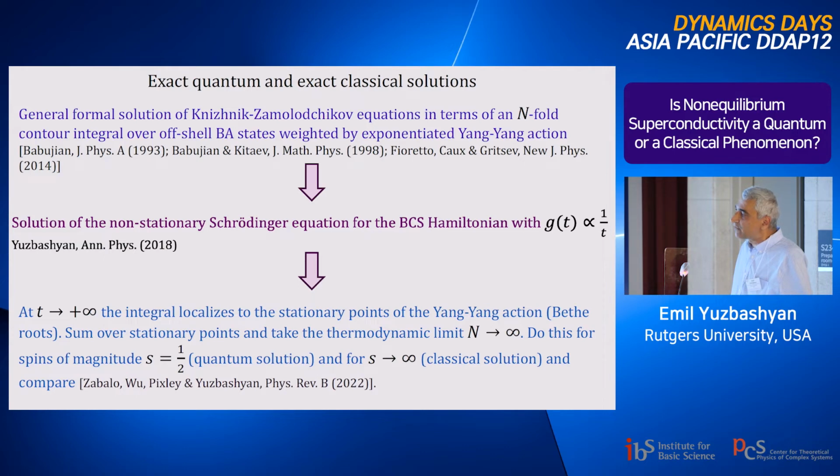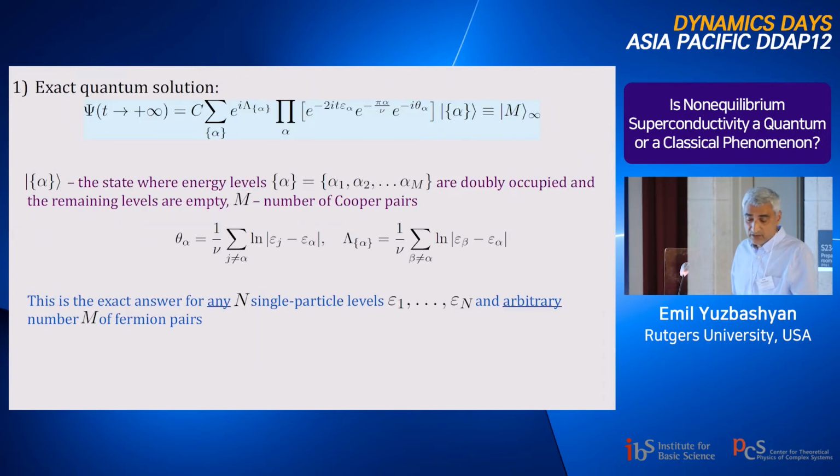And all we have to do is to determine this stationary point, which means to solve Bethe ansatz equations in a certain limit, and then sum over such stationary points and take the thermodynamic limit. So we do this for spins of magnitude 1/2, and this gives us the exact quantum solution. And then we also send the magnitude of spin to infinity, and this gives us the classical solution. Okay, so now I will describe the final answers.